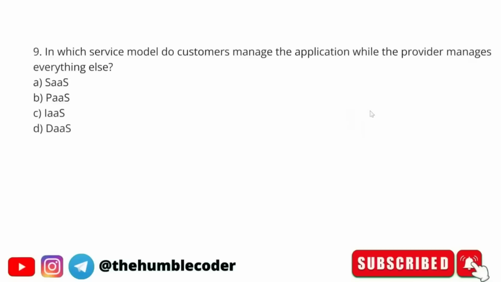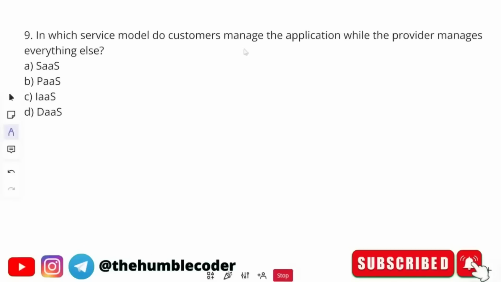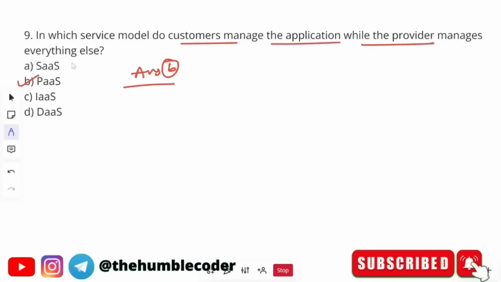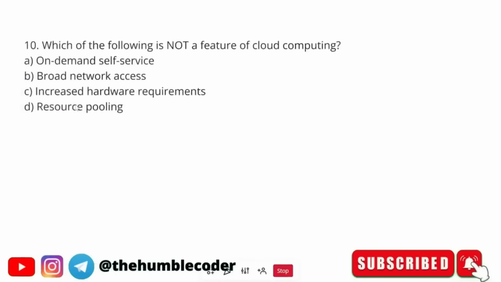So in this question, what we are asked is, in which service model do customers manage the applications while the provider manages everything else? Okay, and we have the options, that is SaaS, PaaS, IaaS, DaaS. Okay, so the correct answer in this case is going to be PaaS, that is platform as a service. What was the question that was asked? Customers manage the applications while the provider manages everything else. So the application is managed by whom? It is managed by the customer in case of PaaS. Okay, let's now move on to the next question that we have.